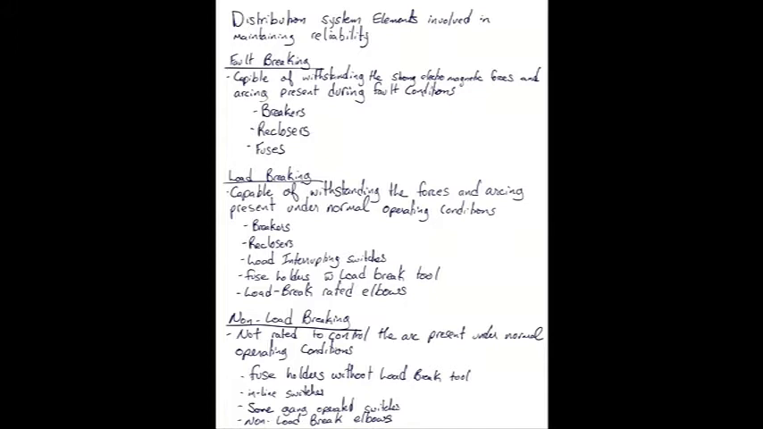And so our switching elements in our system, we can break them up into three rough categories. The categories are really based around how effectively they can deal with an arc. At the bottom of the list, we have assets that are not rated to break load at all. So you can't use these to break current, right? So a fuse holder, if you don't have a load bust tool with you, an inline switch, these tools have a non-load break rated elbow.